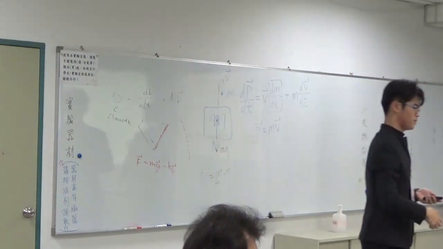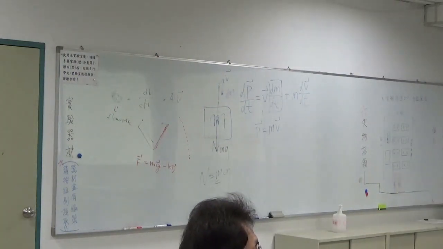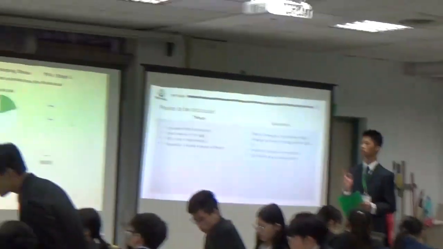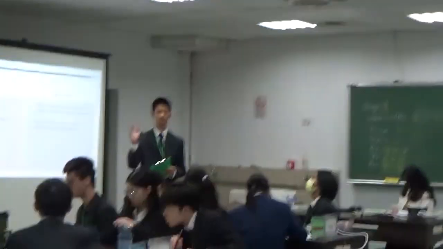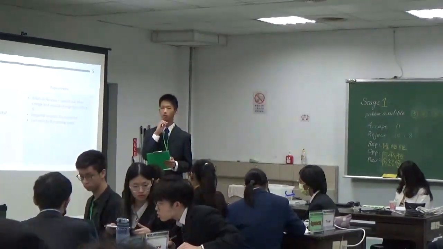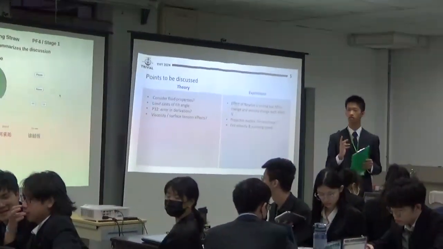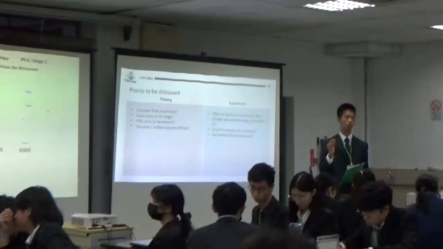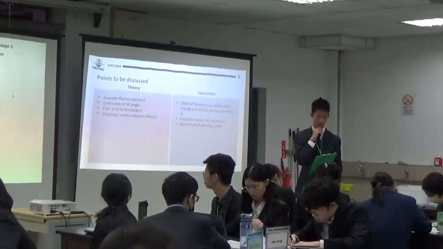Time for the opponent to summarize the discussion. Alright, so first we discussed using Newton's second law, because the reporter used a scale to measure the weight, and I think you should also consider the extra force given by the acceleration dv/dt. Second, we discussed the relationship of flow rate and exit velocity. The relationship is not very simple because even if you write Q equals Av, the area A is a function of velocity because it changes with omega.